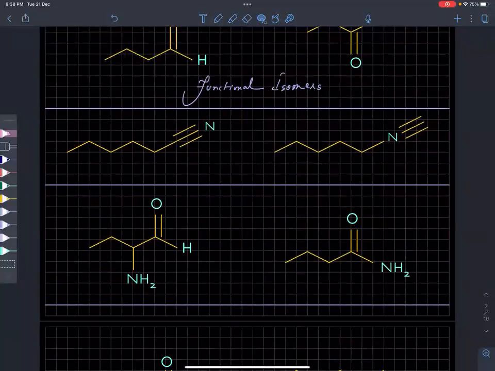Functional isomers. Can you name the functional groups here? One is cyanide. Okay, one is a nitrile actually. One is nitrile, the other is isonitrile. Write that. This is nitrile. Nitrile ends with CN. Isonitrile ends with NC. Okay.